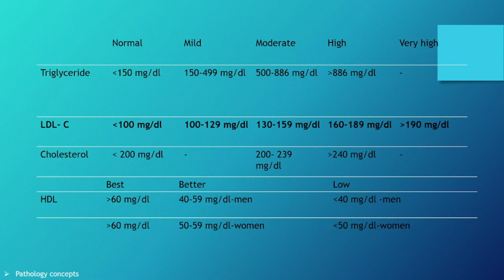This table shows different types of cholesterol and their normal and elevated levels. We are focusing mainly on LDL cholesterol and HDL cholesterol. The normal LDL cholesterol is less than 100 mg per dl, and ideal HDL is more than 60, but it is better if it is from 40 to 59 mg per dl in men and 50 to 59 mg per dl in women. And HDL is considered to be low if it is less than 40 mg per dl in men and less than 50 mg per dl in women.